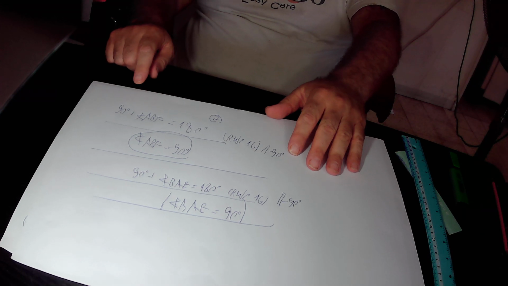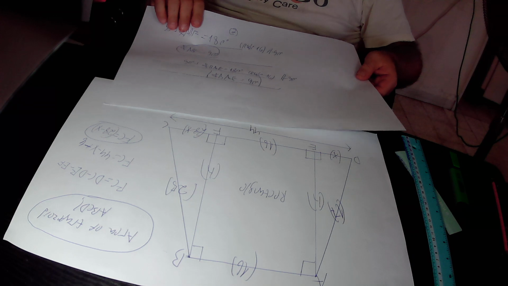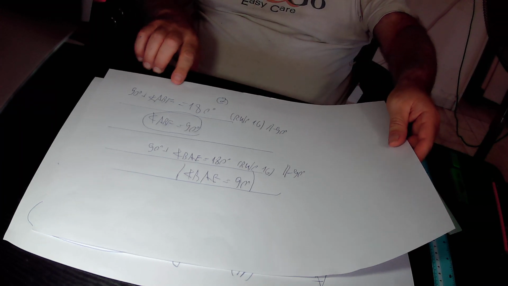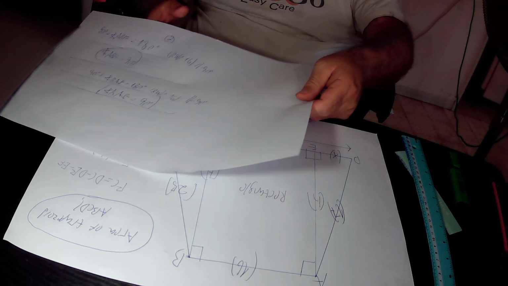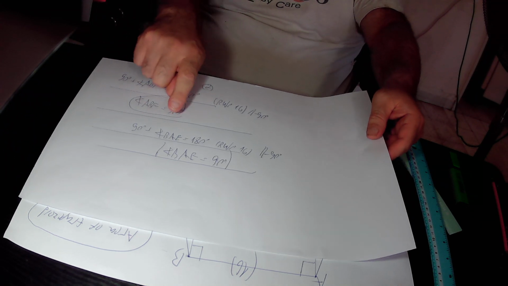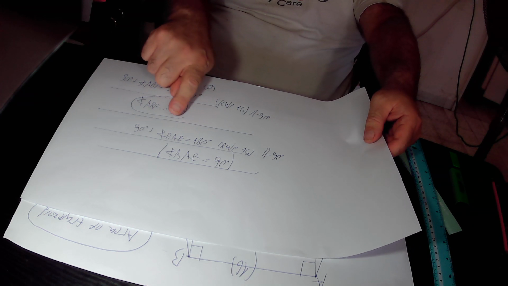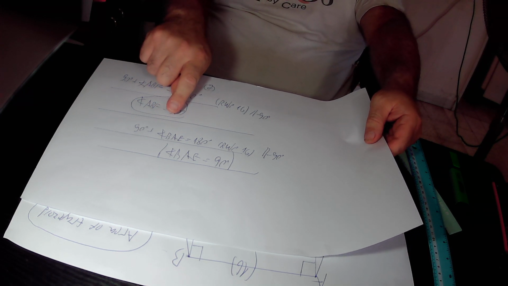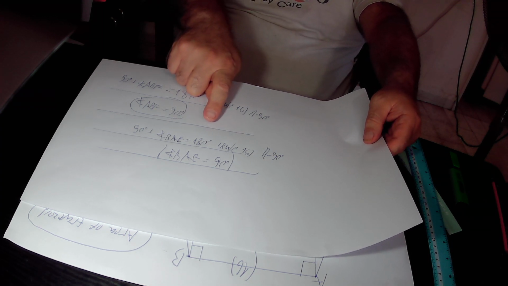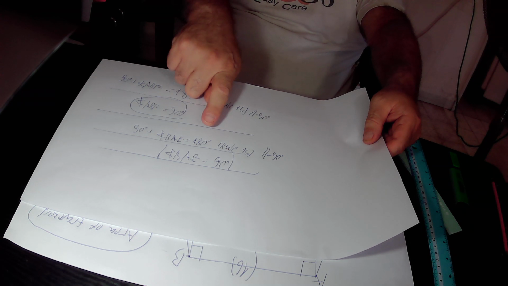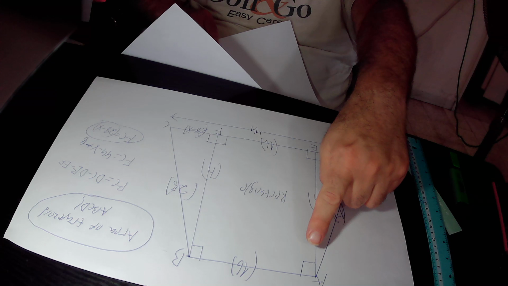So 90 degrees plus the missing angle BAE, in total they must be equal to 180 degrees. Here we subtract the 90 degrees from this equation and finally find that the missing angle BAE must be equal to 180 degrees minus 90 degrees, that is 90 degrees. So this is the missing angle BAE, equal to 90 degrees in size.